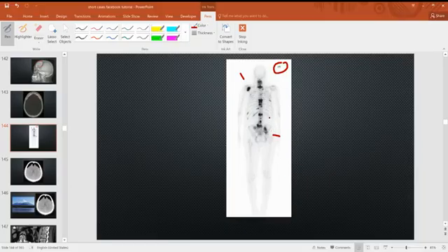With a normal bone scan, we see some kidney function, and in this one we don't see any kidney function because of the metastasis. So this is a classic case of bony metastasis on bone scan.